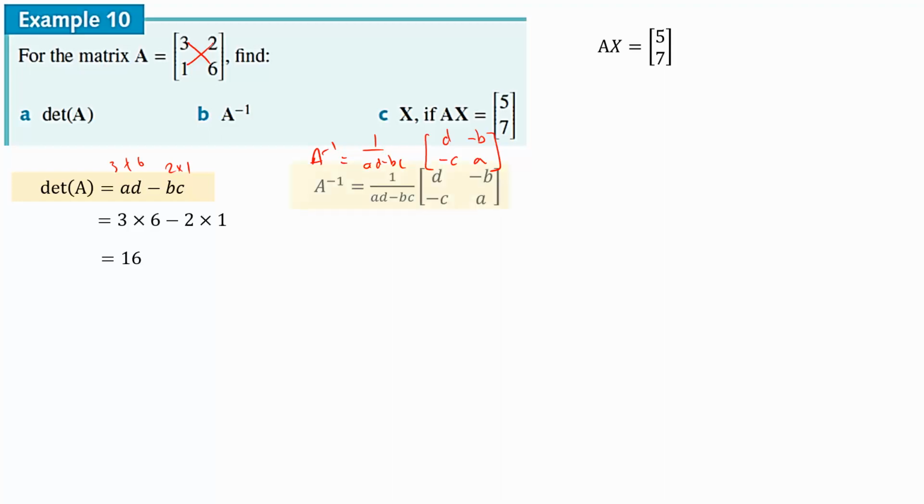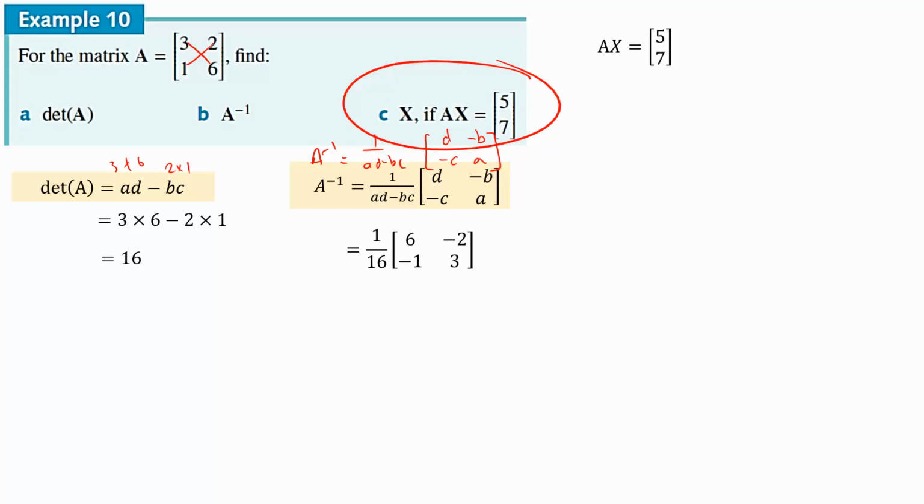So if I apply it using the rule, this is what I should get so far. 1 over 16. My D, which is 6. A, which is 3. B is negative, so negative B, negative C. That's my A inverse.